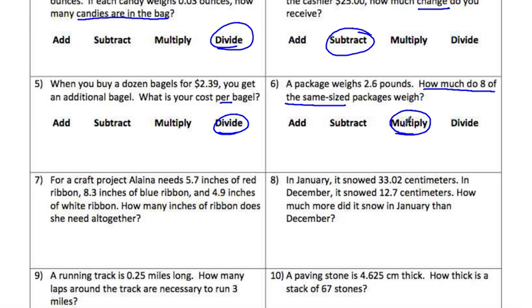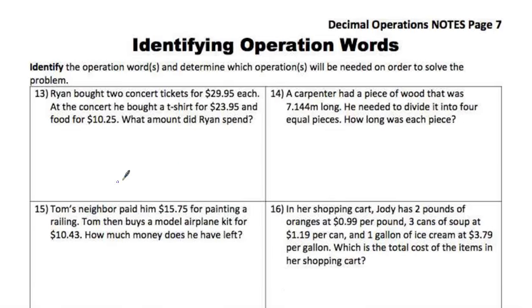Okay, so what I need for you to do is finish the rest of page 6 on your own, and then you're going to work on page 7. Now, when you're working on page 7, you're going to identify the operation words, so there could be more than one operation, and determine which operations will be needed in order to solve the problem. Like if we look at the first example, number 13, Ryan bought 2 concert tickets for $29.95 each. At the concert, he bought a t-shirt for $23.95 and food for $10.25. What amount did Ryan spend?